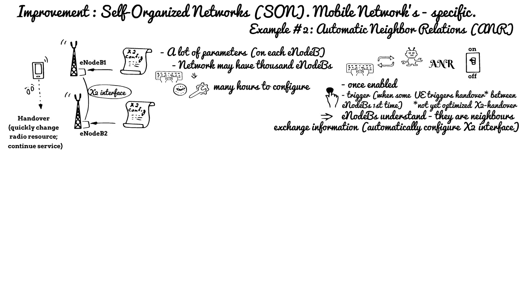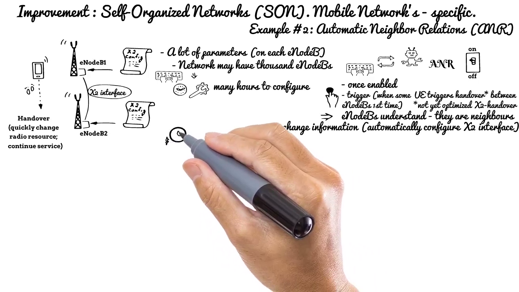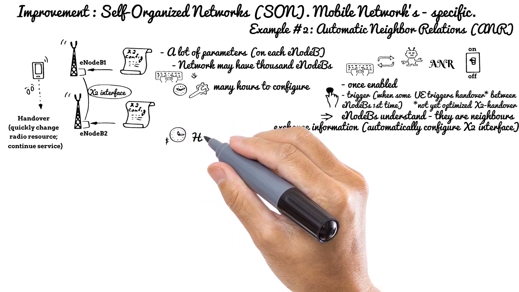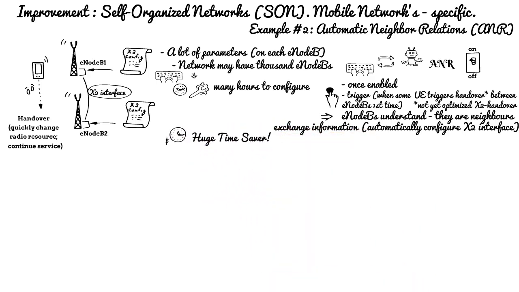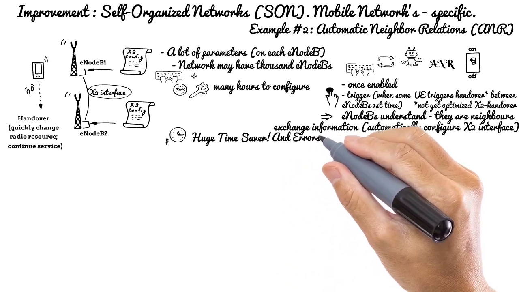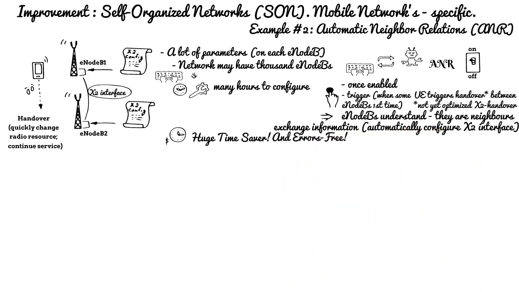Operator may have thousands of eNodeBs. Their configuration, including X2 relevant, can be changed from time to time. Imagine how much time can be saved on the whole mobile network scale by having X2 interfaces configured automatically, and by the way, error-free, which is not always the case with manual configuration. ANR is another example of automatic configuration.